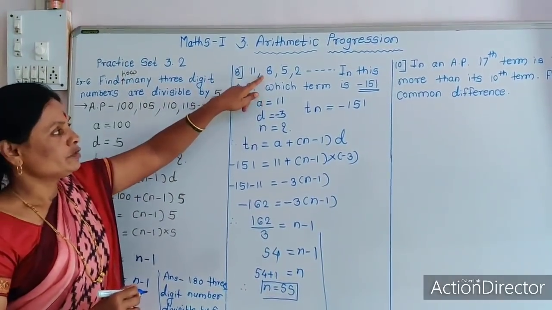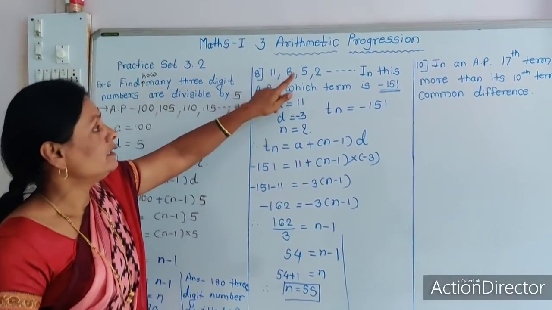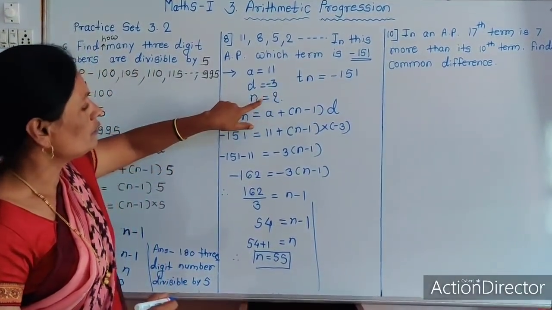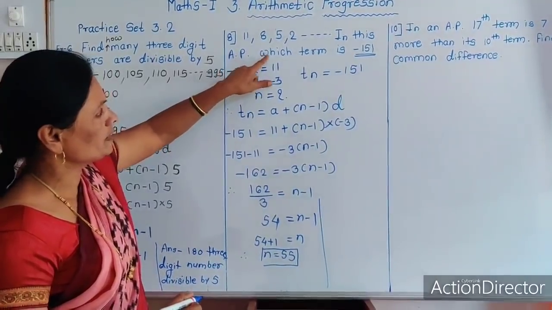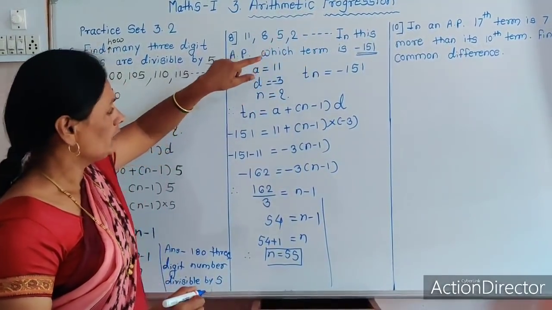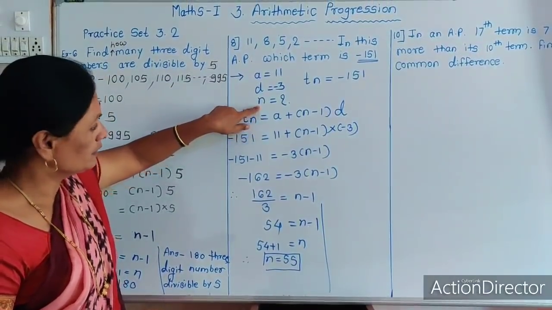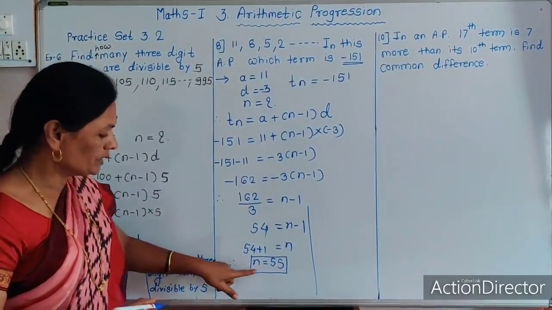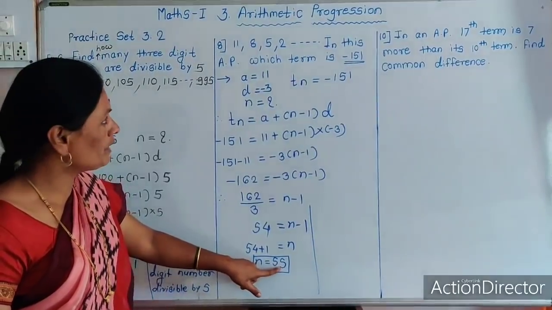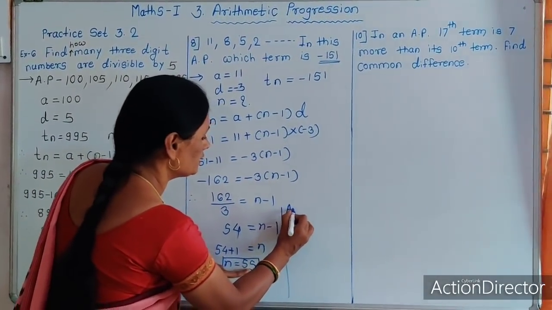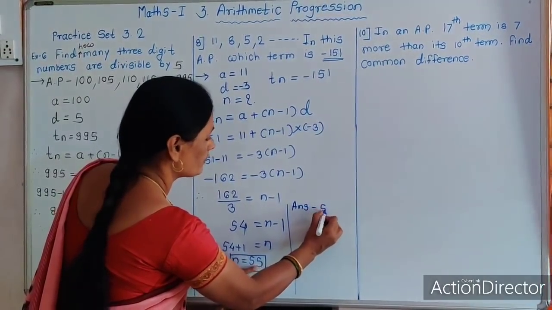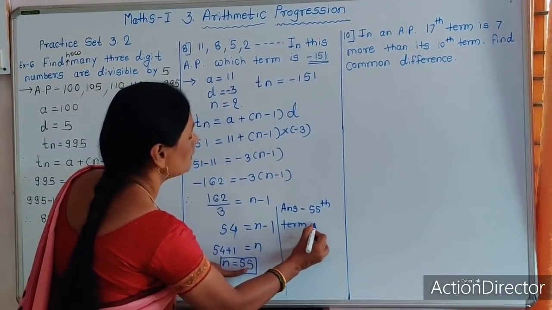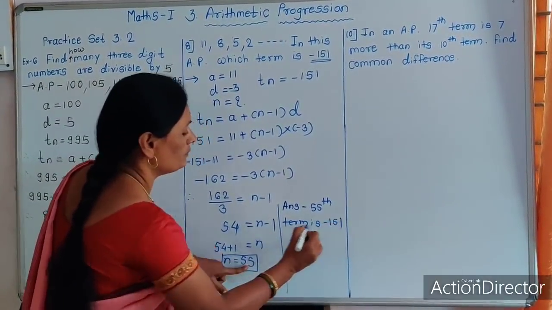Look here. We are given the AP and the last term, that is the nth term, Tn, and we have to calculate which term it is, that is, we have to calculate n. After putting in the values and solving this example, we get n is equal to 55. We write the answer here: 55th term is minus 151.